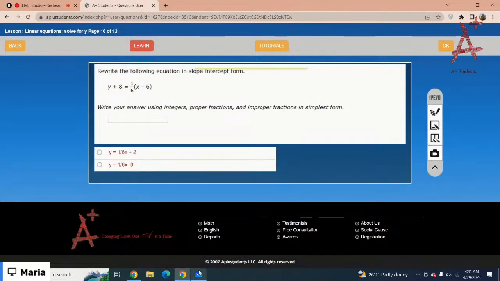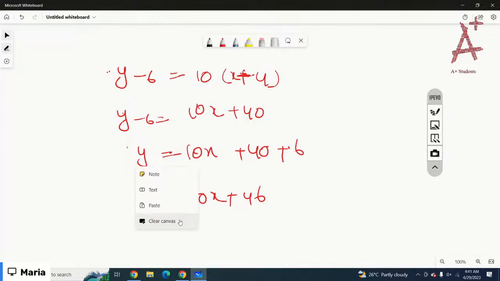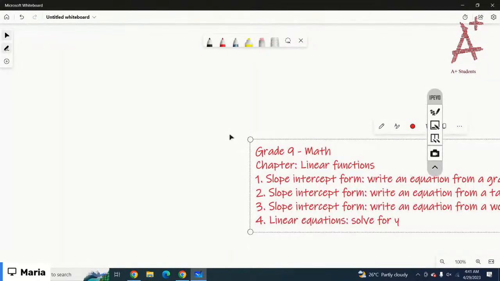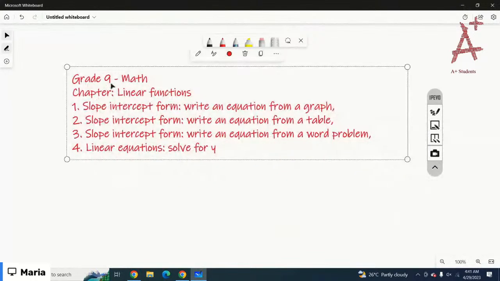Okay, you can complete the test by yourself later today. So we're working on grade 9 maths. The chapter we're working on is linear functions. The lessons we have covered today are slope intercept form, write an equation from a graph, slope intercept form, write an equation from a table, slope intercept form, write an equation from a word problem, and the one we just did is linear equations solve for y.